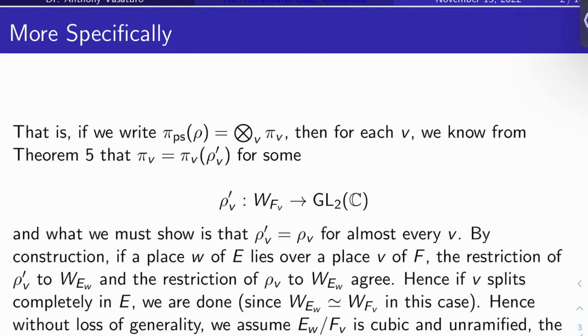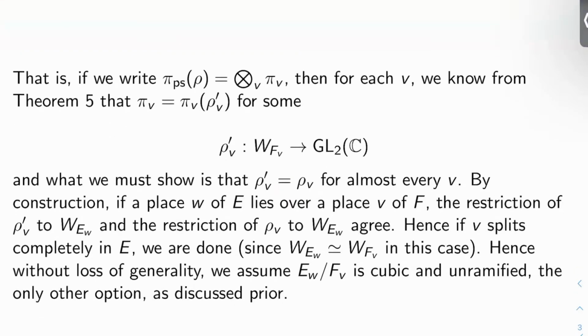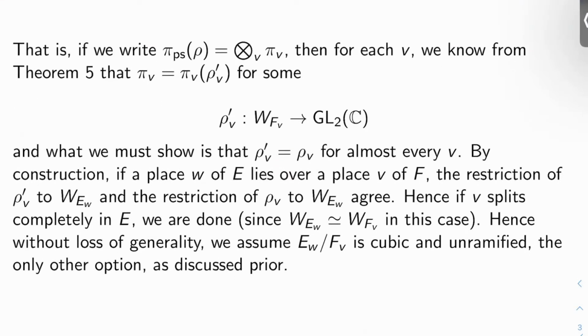Okay, what do I have to show then? I want to make sure things match up locally. I want to make sure rho prime sub v is rho sub v for almost every place v. That will be enough to show my representations are equal. Okay, now by construction, if a place w of E lies over a place v of F, the restriction of rho prime sub v to the smaller Weil group W sub E sub w and the restriction of rho sub v to W sub E sub w agree.